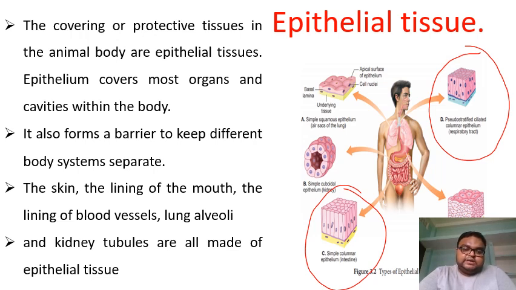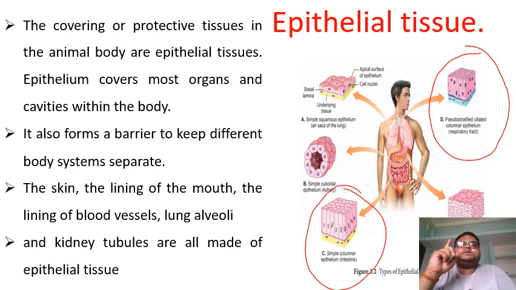Okay, students, let's proceed a little bit forward. But before we proceed, let's quickly recap what we have learned till now. So till now, we have learned that the tissues in animals can be broadly categorized into four types. The first one is the epithelial tissue, the second is the connective tissue, the third is the muscular tissue, and the fourth one is the nervous tissue.